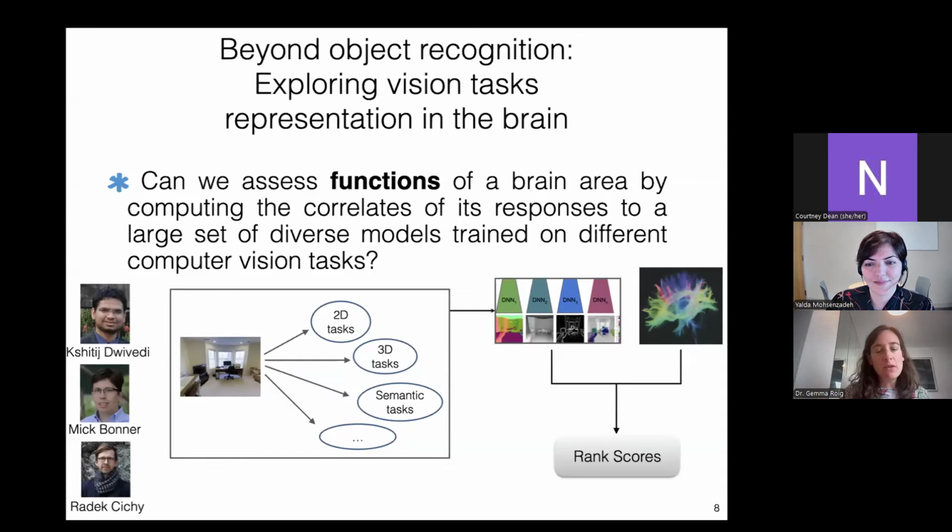So what we wanted to do is to explore different vision task representations in the brain, also using model representations. So mainly the question that we pose is, can we assess the function of brain areas by computing correlates of the responses of the brains to a large set of diverse models trained on different computer vision tasks? So going beyond only object categorization, but also including other visual tasks, which could be, for instance, related to 3D information, so how far an object is, or if there is an occlusion, or how objects are grouped, and so on.